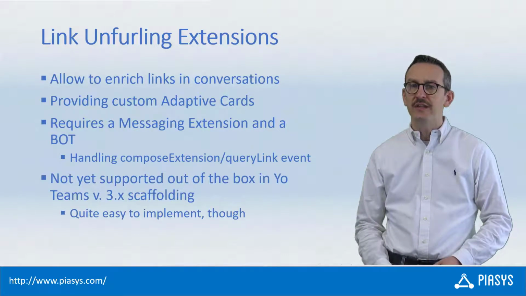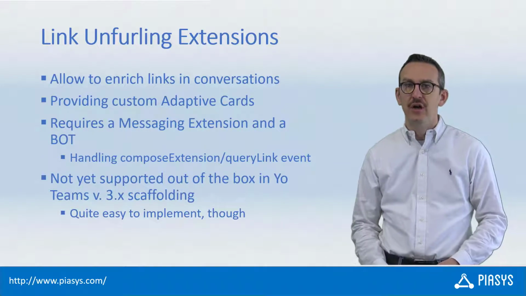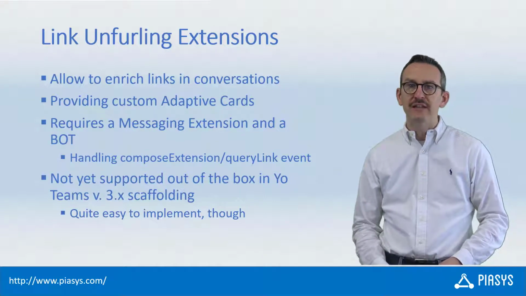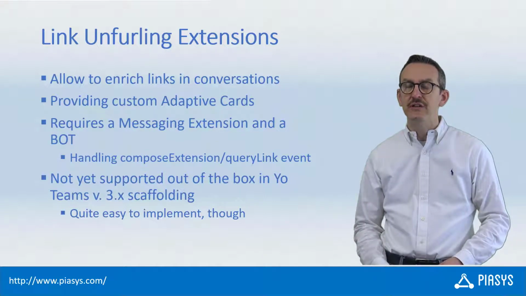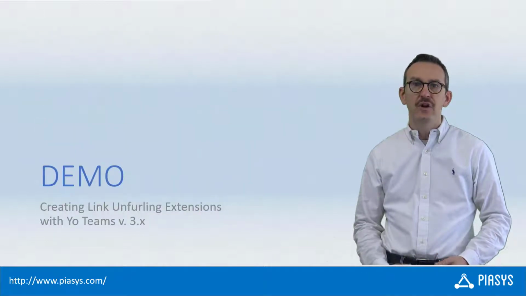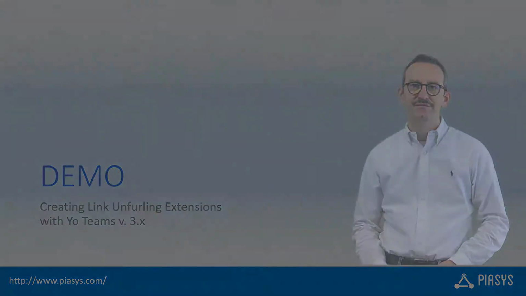Teams Generator version 3 does not provide out of the box in its scaffolding tool the generation of a Link Unfurling extension. But we can easily do that simply by changing the generated code for a search or for an action command extension. So let me move to the new environment. Let me show you how to do that in practice.